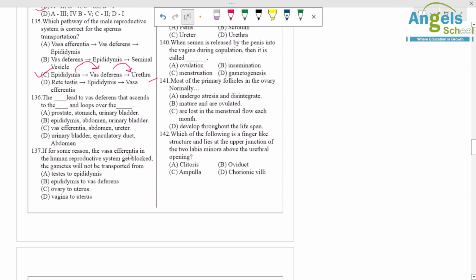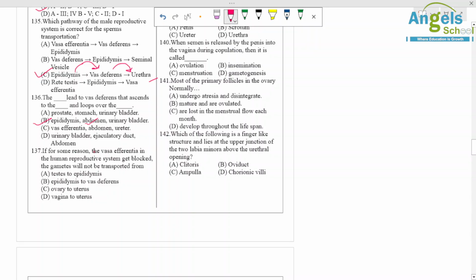Question number 136. The dash leads to the vas deferens that ascends to the dash and loops over the dash. Prostate, stomach, urinary bladder is a wrong option. The epididymis leads to the vas deferens, which then ascends to the abdomen and loops over the urinary bladder. So option B is correct. The others are wrong.